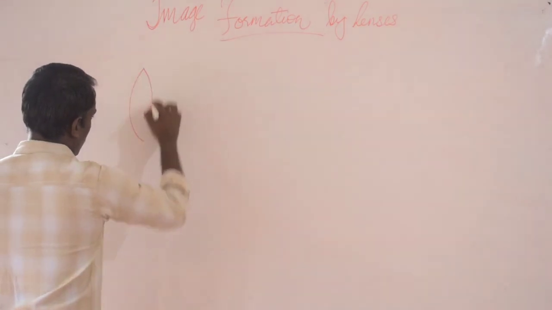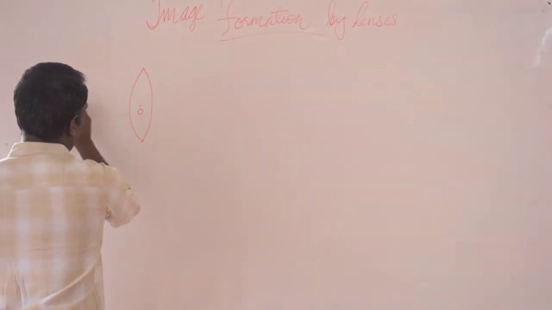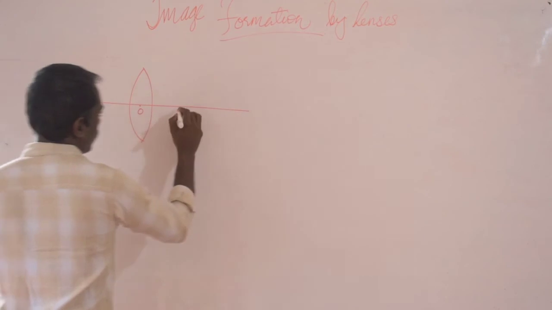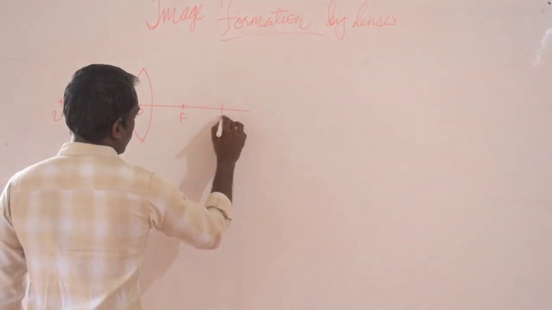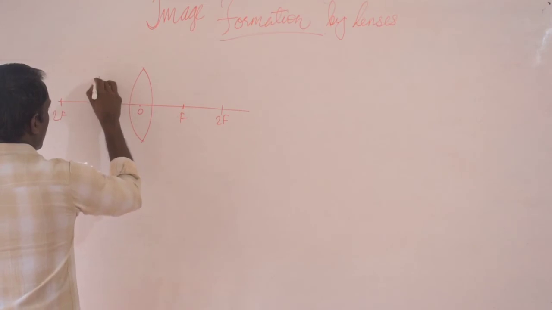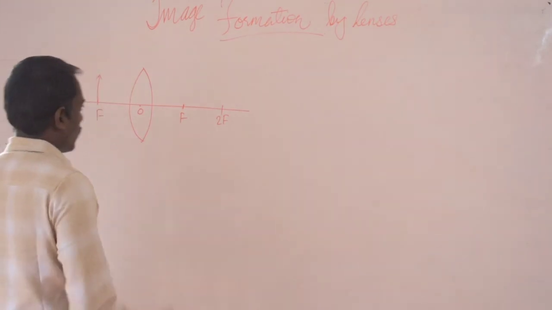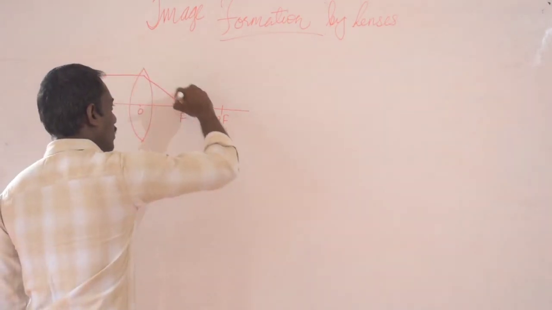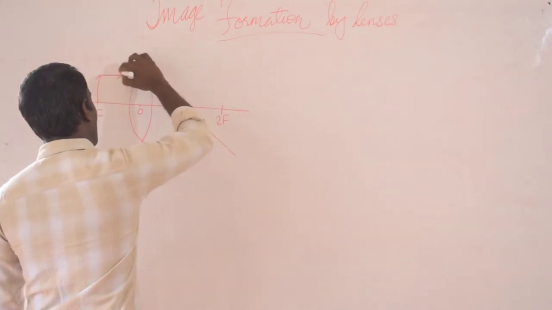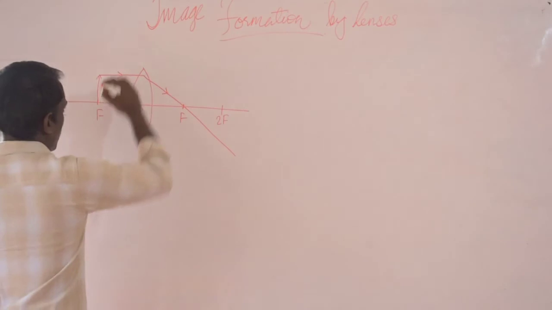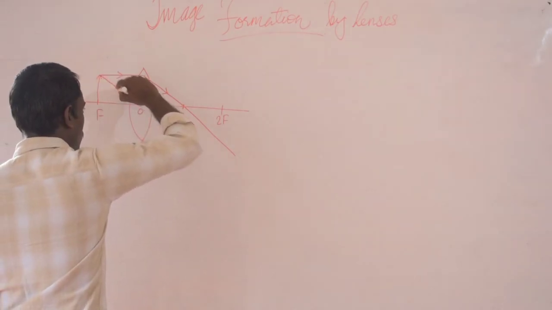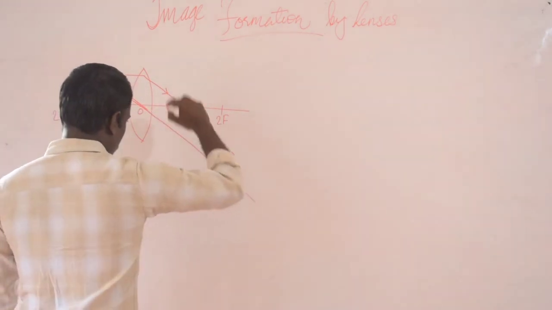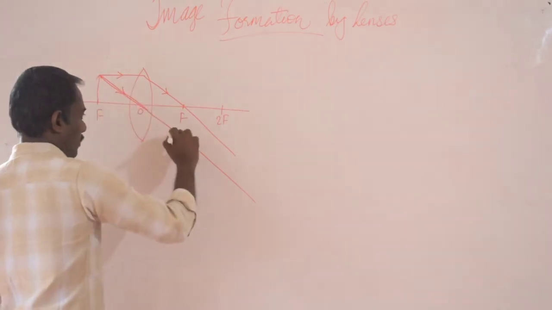Next, when the object is kept at F, so lens, optical center O, here 2F, here 2F. Now the position of the object is where? At F. So the first ray is parallel to the principal axis. It will refract through the point F on the other side of the lens, and the other ray is passing through the optical center of the lens, so without any refraction, it will pass through the lens.